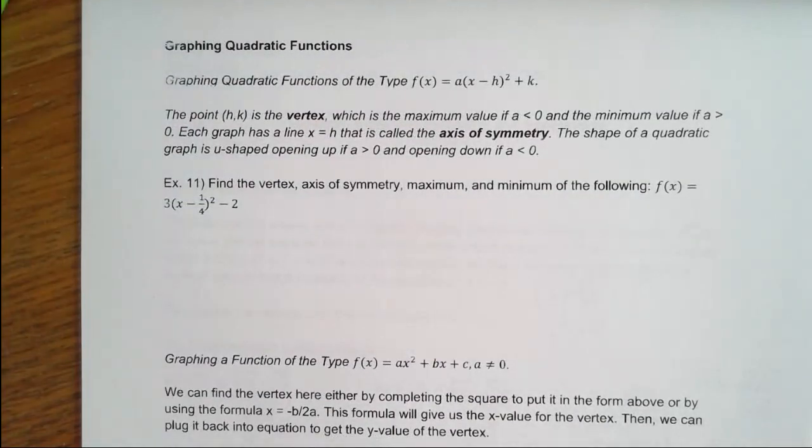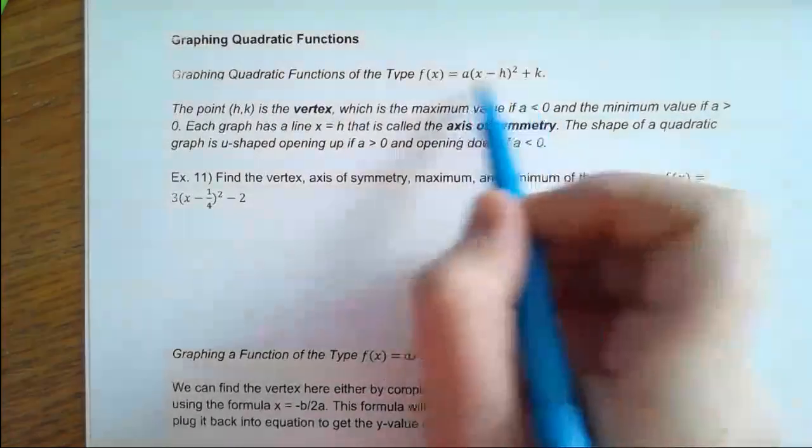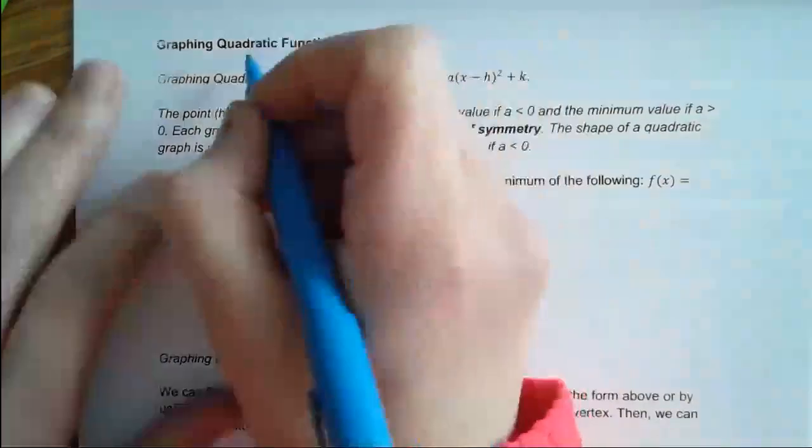So quadratic functions can be written in different ways. The one we've seen most often is like this, right? And I'll come back to this, where you just have an x squared, an x term, and a number. But sometimes we write it like this. And this is called vertex form when it's written like this.